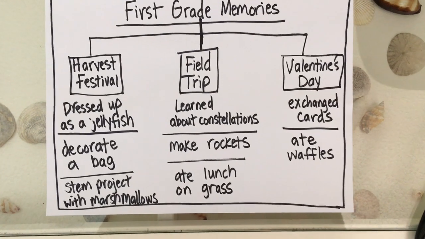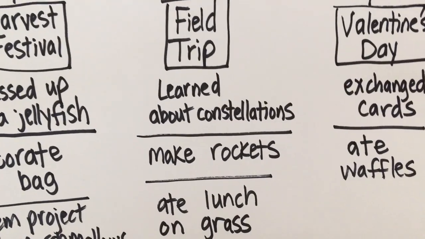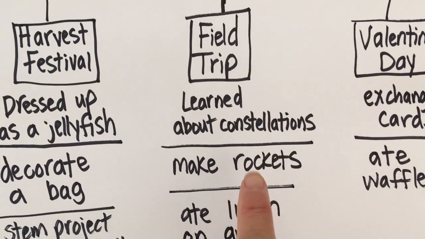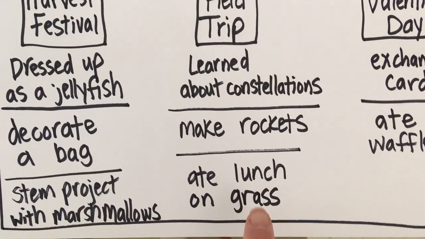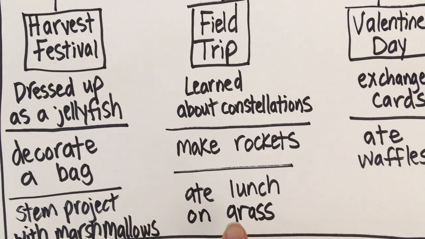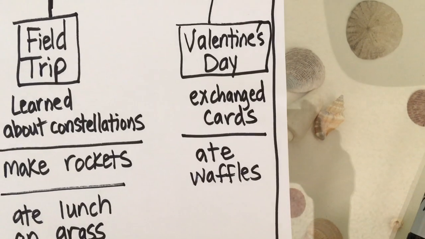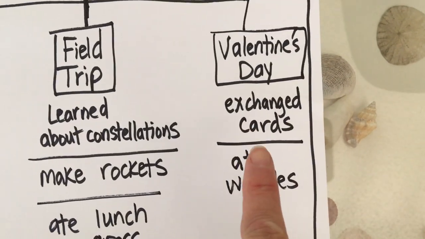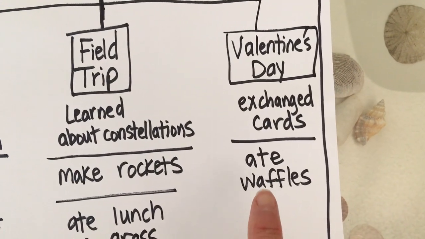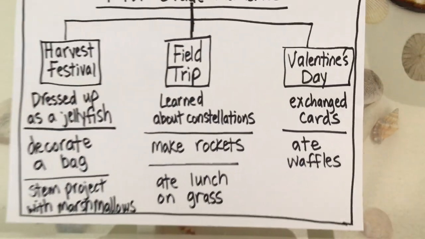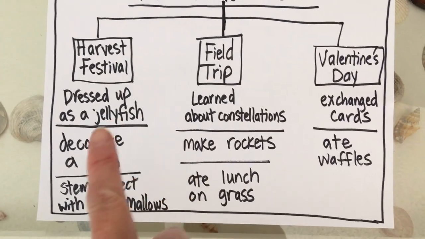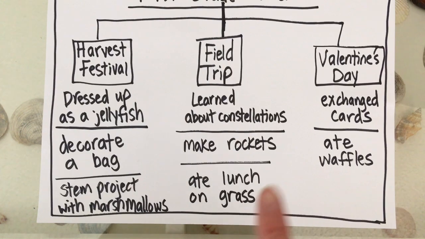Here is my finished tree map. You can see I filled in field trip. I put we learned about constellations. We made rockets, ate lunch on the grass. You could have also added that we rode on a bus. And then Valentine's Day, we exchanged cards. We ate waffles or whatever you ate in your class. So you should have at least 2 or 3 ideas under each of these.